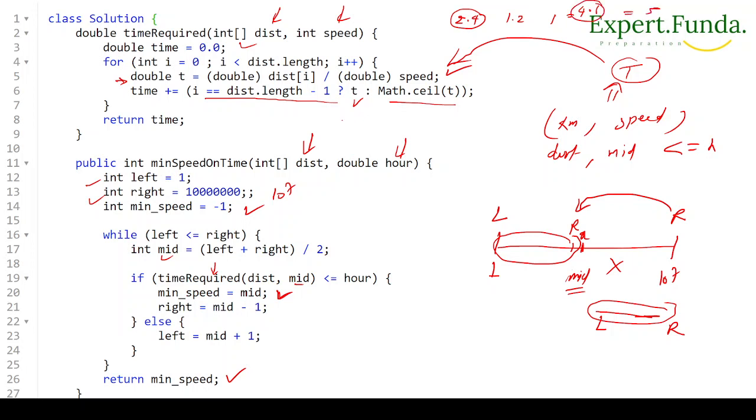We round up with the ceiling value, and that's why we return the time finally, because after the ceiling the last value will update. So only for the last value we have to do the ceiling, otherwise for the rest we just sum all the time, and this time will be returned here. Okay, I think you got it.